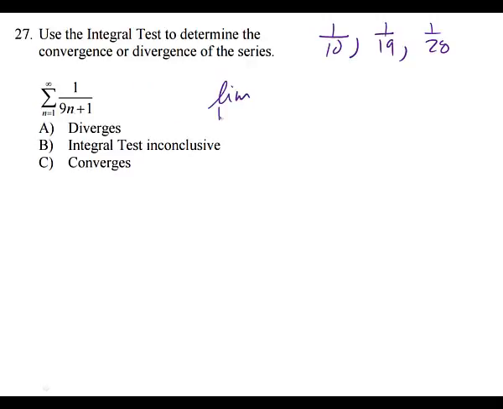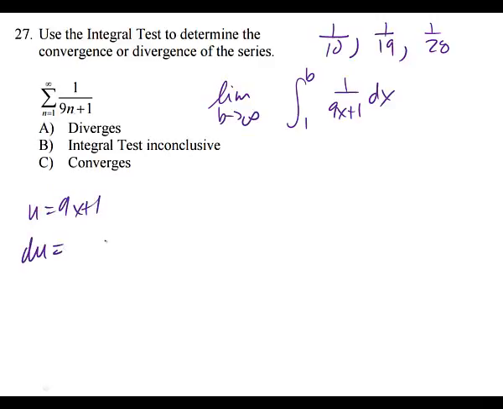So I've got the limit as b approaches infinity of the integral from 1 to b of 1/(9x plus 1) dx. I'm going to have to use a u substitution. I'm going to use 9x plus 1 as my u. So du is equal to what?